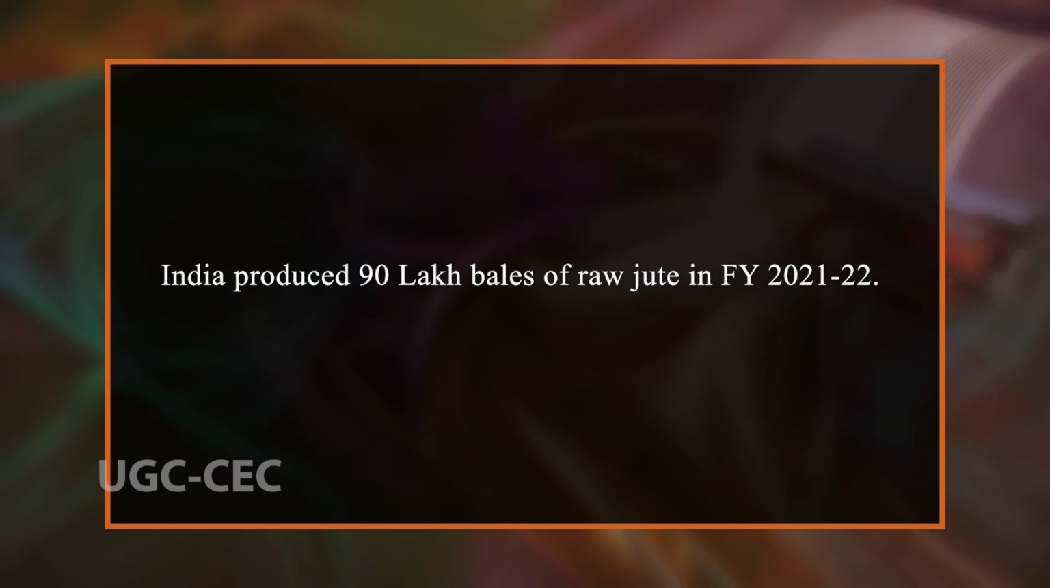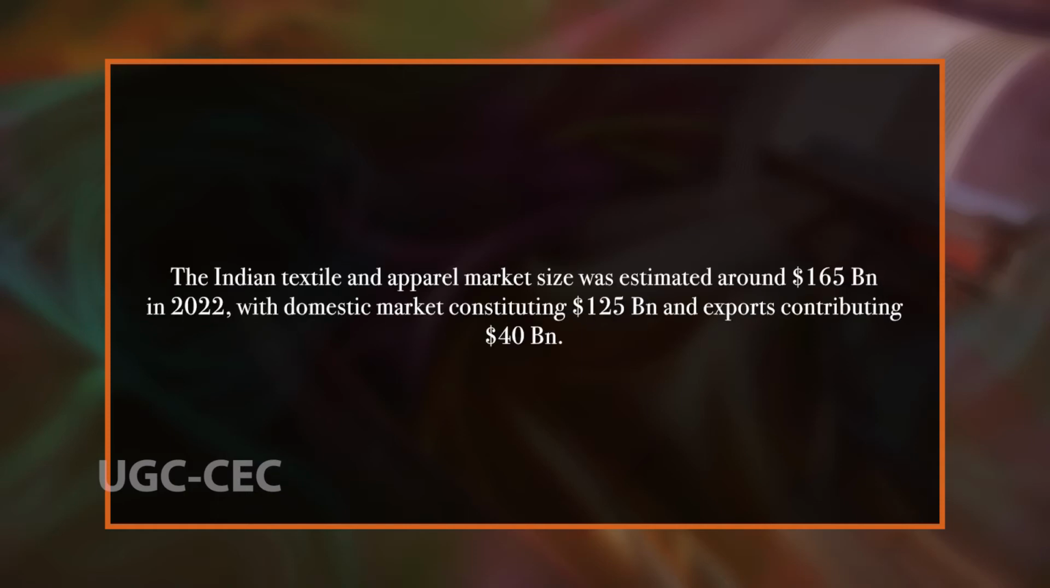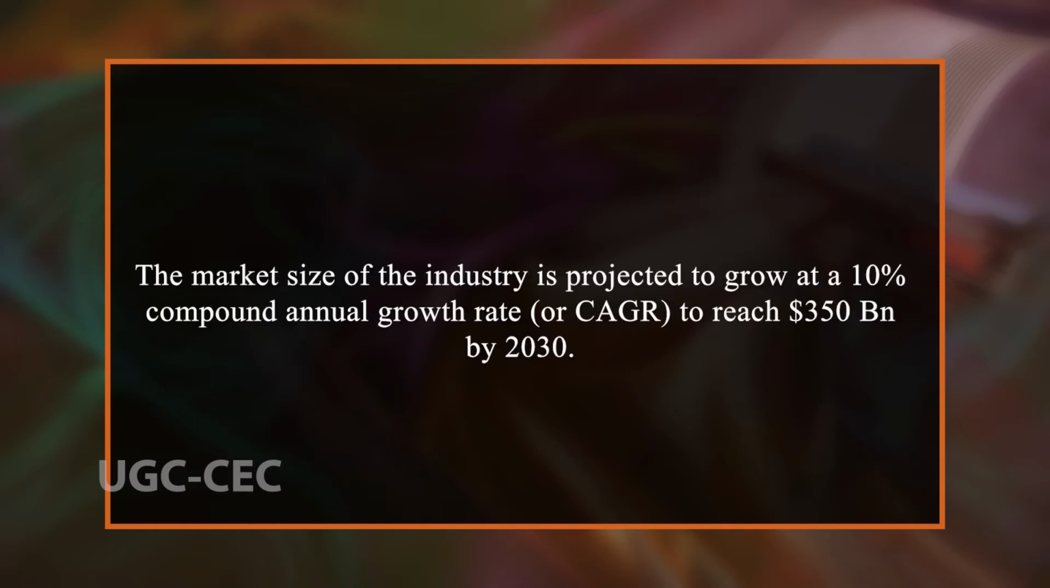India produced 90 lakh bales of raw jute in financial year 2021-22. The Indian textile and apparel market size was estimated around $165 billion in 2022, with domestic market constituting $125 billion and exports contributing $40 billion. The market size of the industry is projected to grow at a 10% compound annual growth rate or CAGR to reach $350 billion by 2030.